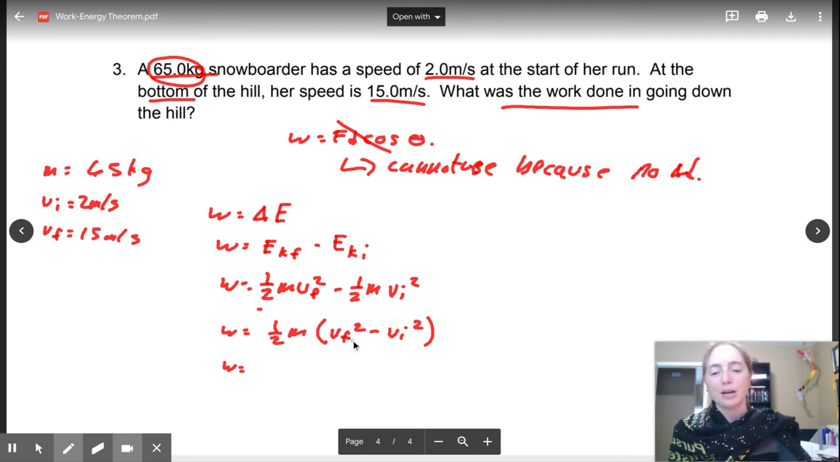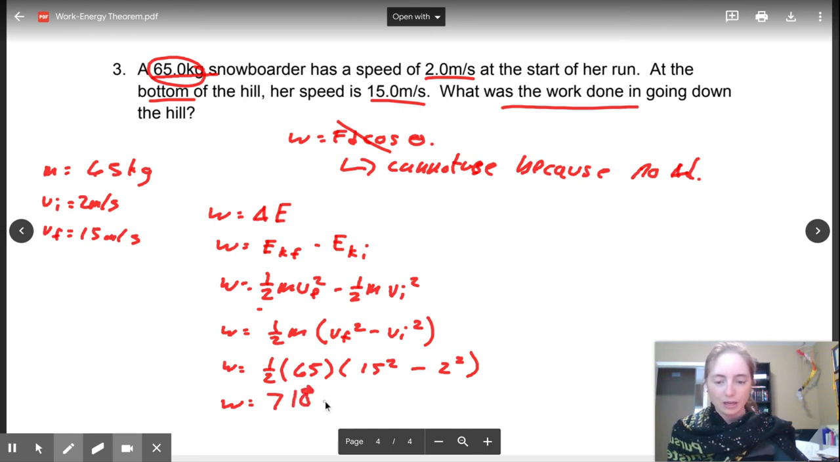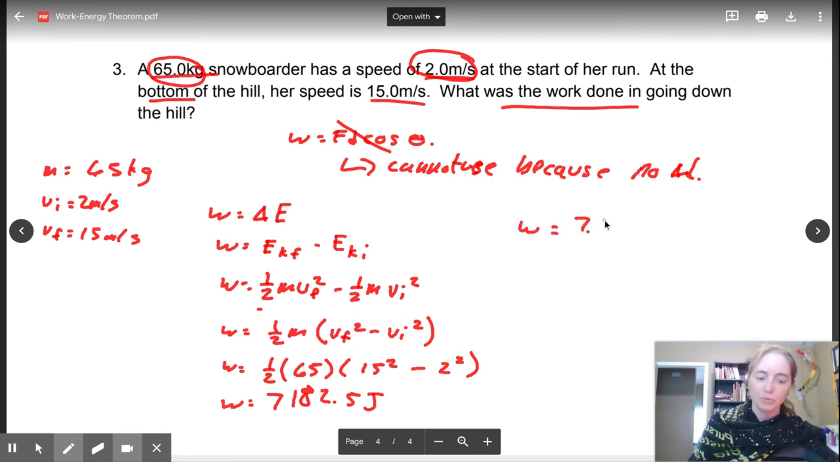So with this, 1/2 times my mass of 65 kilograms times my vf squared, which is 15 squared minus 2 squared. Watch your calculators, ladies and gentlemen. Make sure you're following those BEDMAS rules when you're plonking this into your calculator. And once you've done that, you're going to wind up with 7182.5 joules. Ladies and gentlemen, sig digs: I want 2, because this value has 2 sig digs. So work is 7.2 times 10 to the 3 joules.